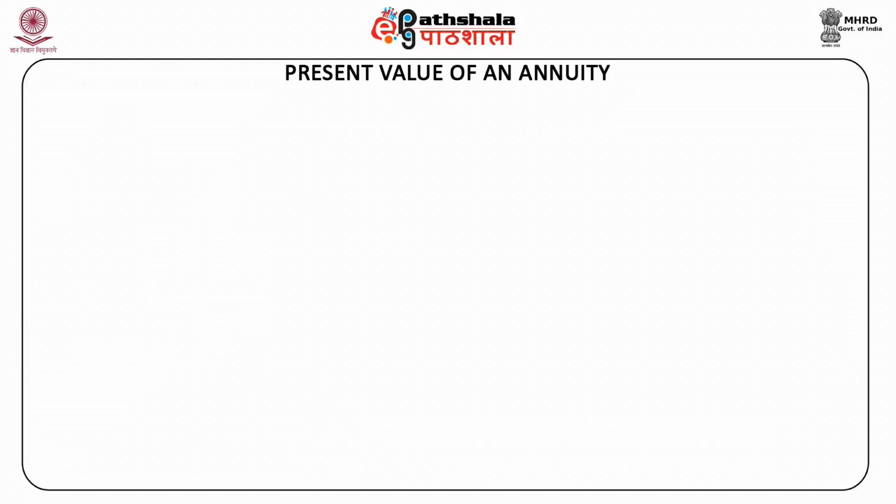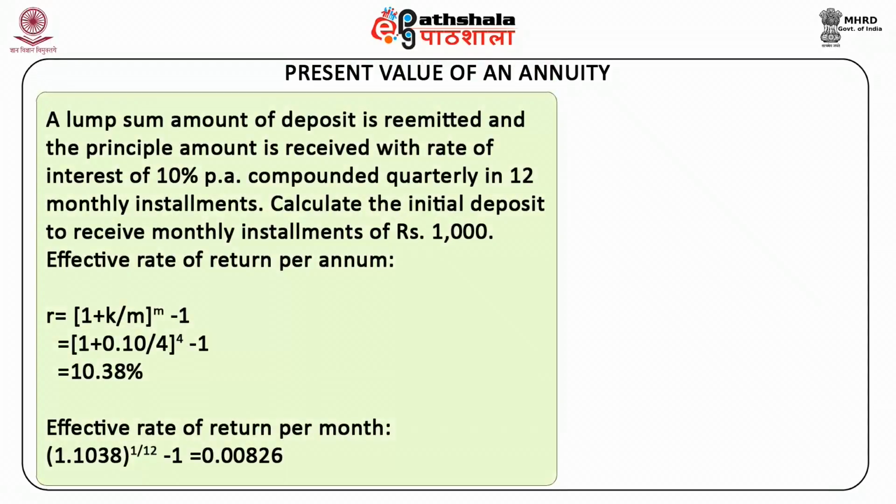Example: a lump sum amount of deposit is remitted and the principal amount is received with rate of interest of 10% per annum, compounded quarterly, in 12 monthly installments. Calculate the initial deposit to receive a monthly installment of rupees 1000.